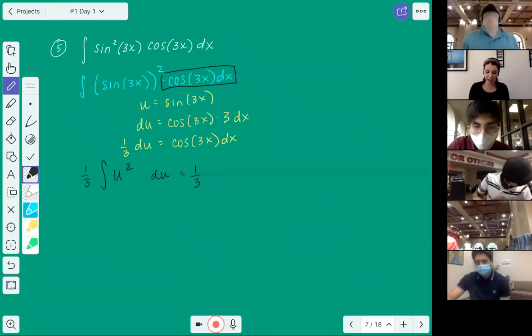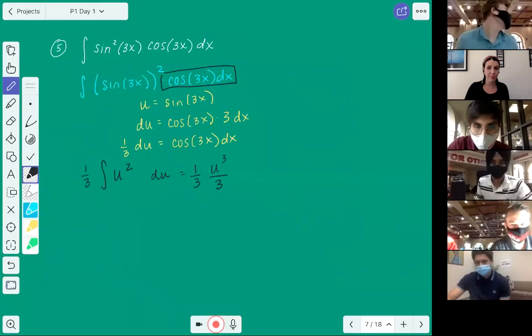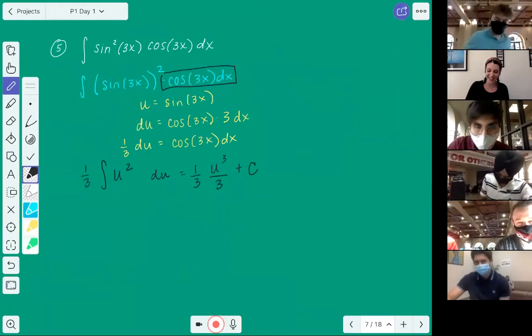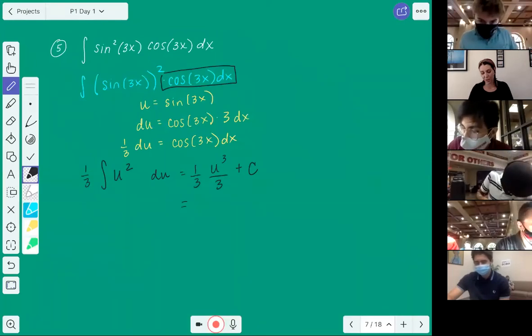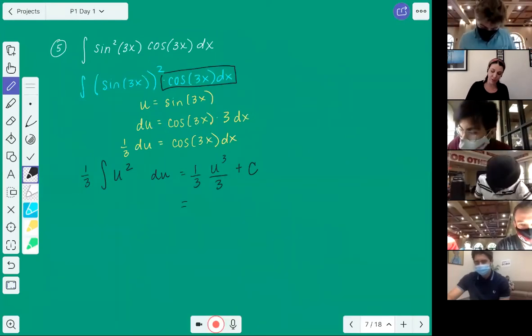Okay, JJ, what would the antiderivative of u squared be? That would be u cubed all over 3. Plus c, of course. There we go. Thank you. Okay, go ahead and finish this out for us, JJ. What would you simplify this down to? Wouldn't you just leave it as u cubed all over 9 plus c?